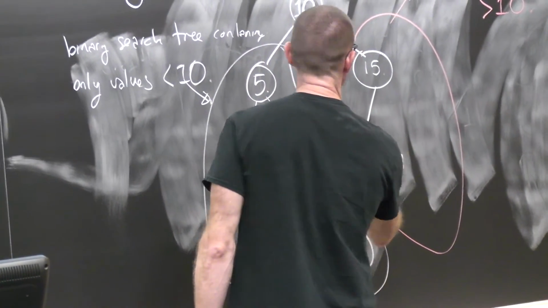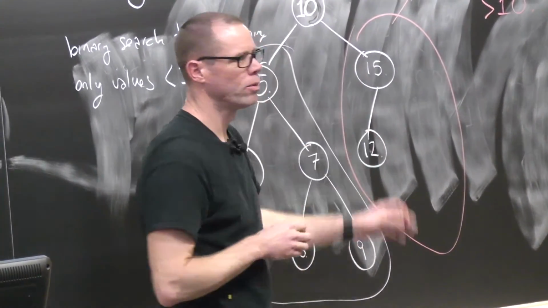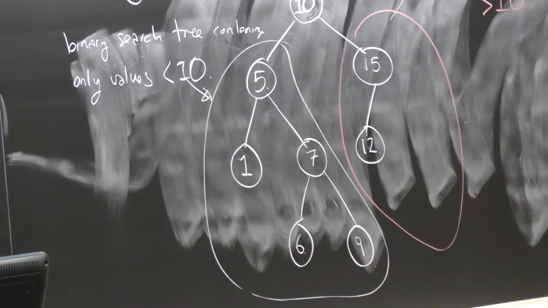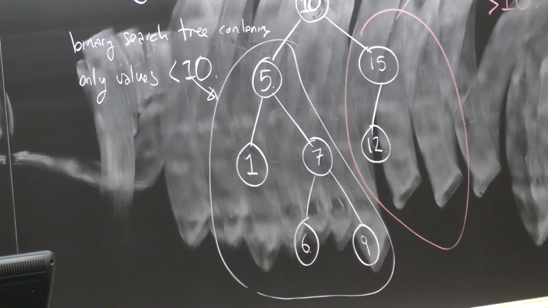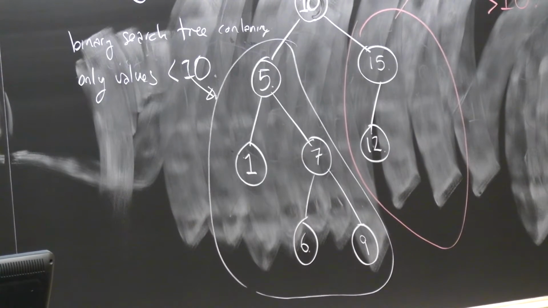Something smaller than 15, but bigger than 10. So 12 is a good one to put there. Okay. That's a binary search tree. Okay.